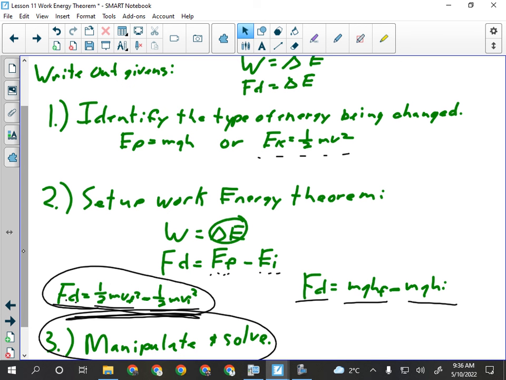Before I go into any more, I'm going to give you a 5-minute break here, because you guys have been working pretty hard the whole class so far. So I'll give you a 5-minute break, and then we're going to continue to work on these work energy theorem problems, just so you see a lot of examples, so you have a lot of experience to draw from.